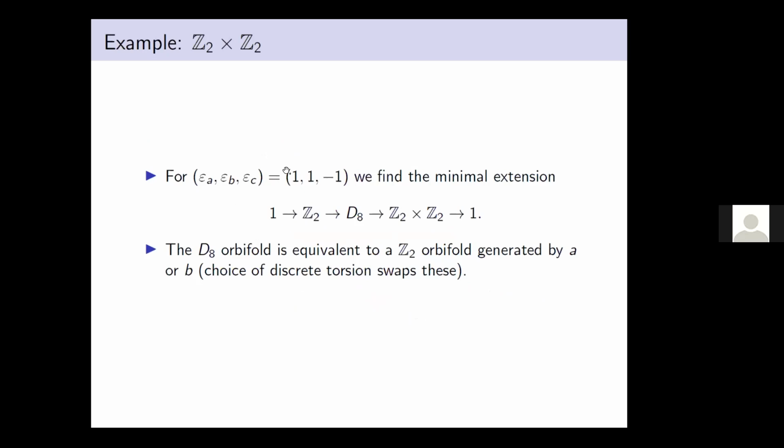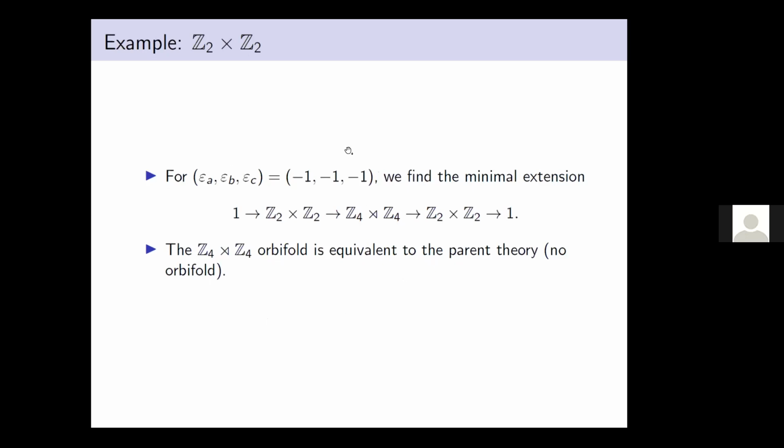Another example is just one Z2 subgroup might be anomalous, in which case, in order to resolve the anomaly, we have to do a less trivial extension to D8, the order 8 dihedral group. And then when we orbifold by D8, it decomposes into either the Z2 subgroup generated by A or by B, both of which are non-anomalous. And the nice thing is that the D8 orbifold has a Z2 choice of discrete torsion, and that choice of discrete torsion simply swaps us between the two non-anomalous Z2 subgroups.